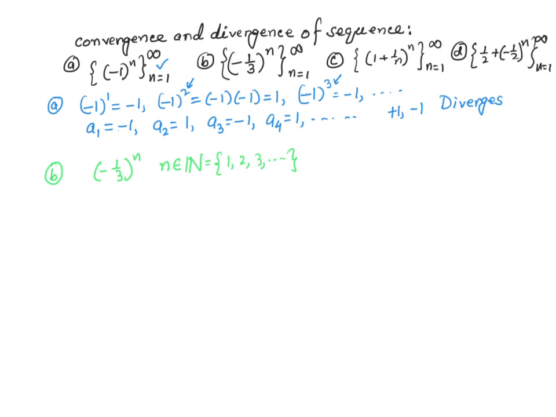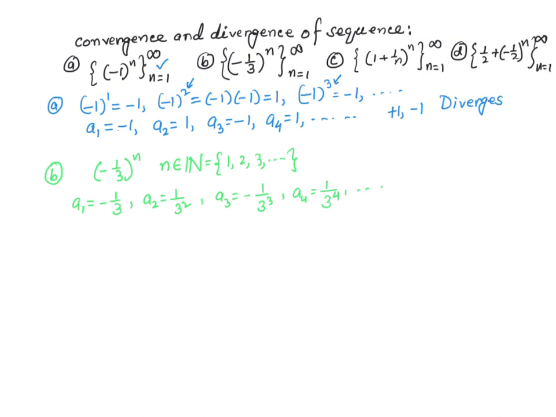So let's write it out. I'm just going to skip a little bit here. A1 is going to be negative 1/3 when n is 1. My A2 is going to be positive 1/9, or I could write it slightly differently, as 1 over 3 squared. My A3 is going to be negative 1 over 3 cubed, and A4 is going to be 1 over 3 to the power 4, and you get the idea.